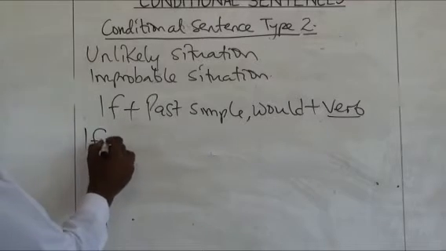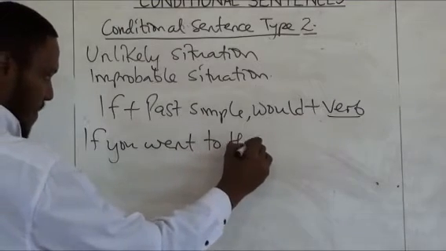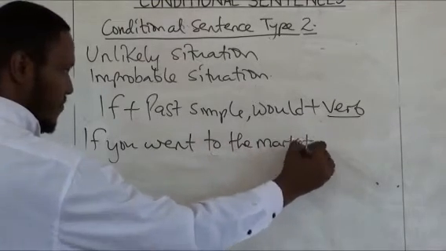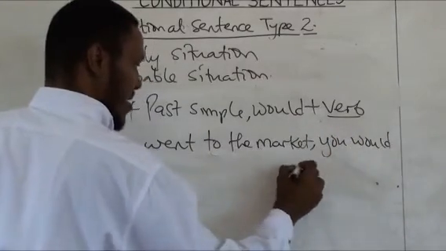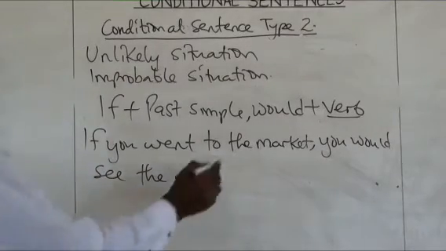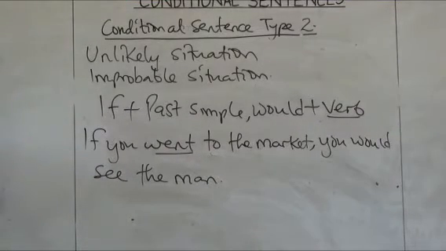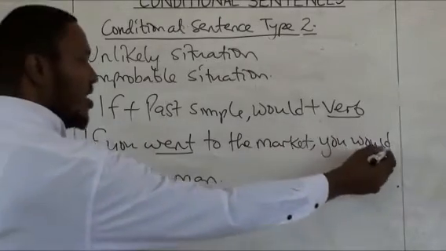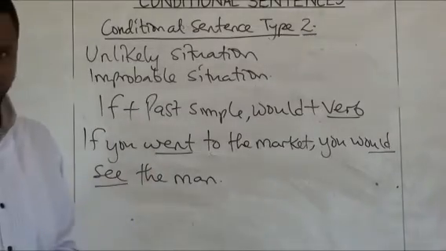If, past simple, if you went to the market, you would see the man. Okay? If you went to the market, went is a past simple form of go. If you went to the market, you would. We have would then plus verb. This verb is in the present form. If you went to the market, you would see the man.